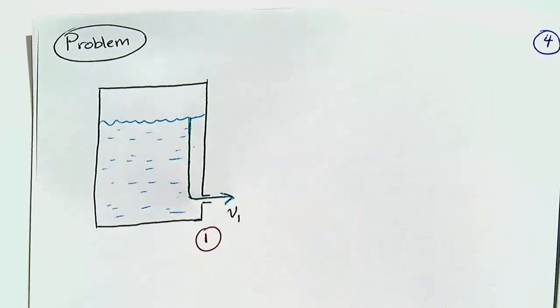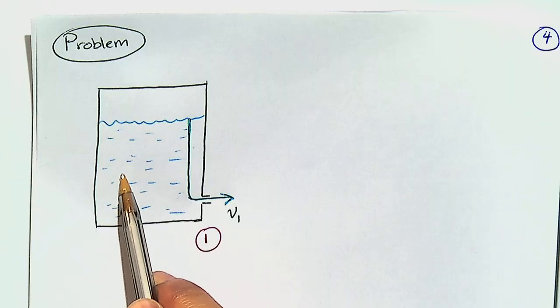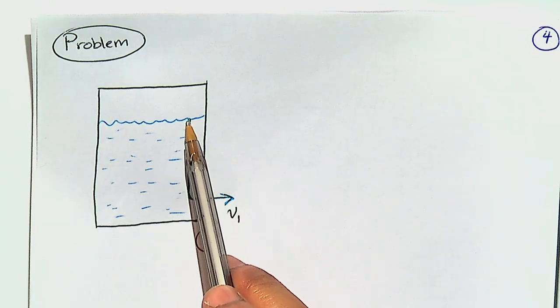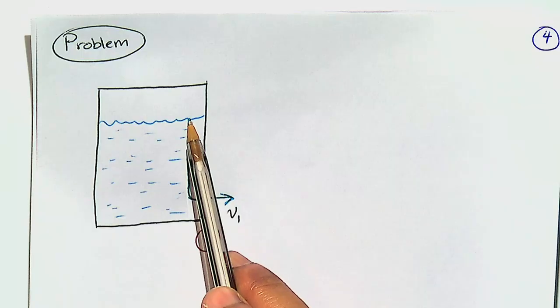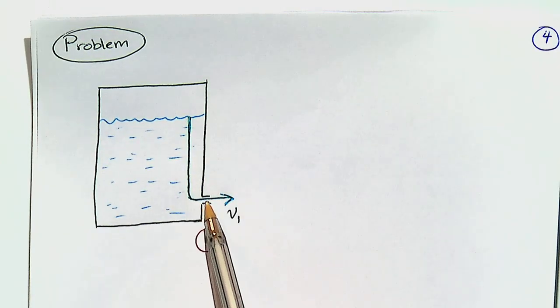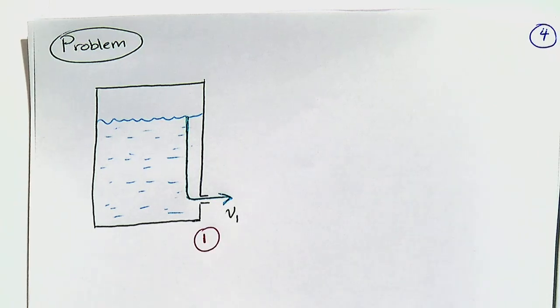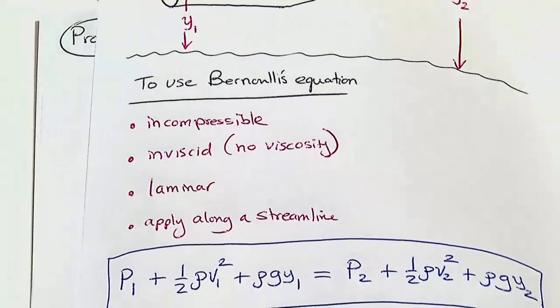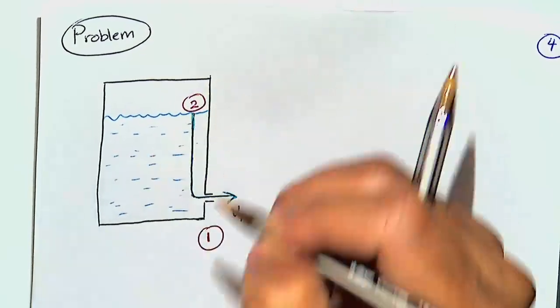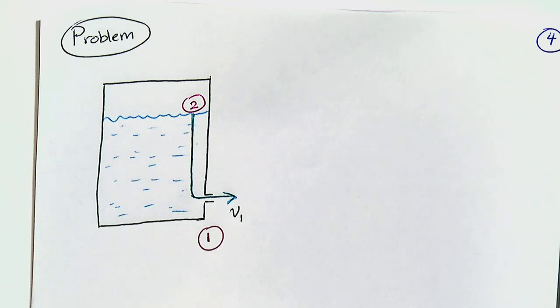It comes out this way. Let's imagine this fluid doesn't end up here. Let's say this is what we're going to track. We're going to say that the fluid that was here is going to flow very smoothly down here and end up out here. That's what we're going to consider. And that's our streamline. So we want to apply it along a streamline. And then at this point is going to be our point 2.